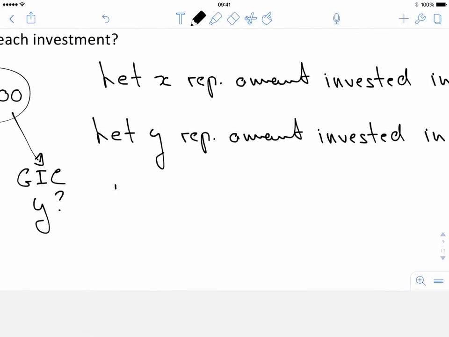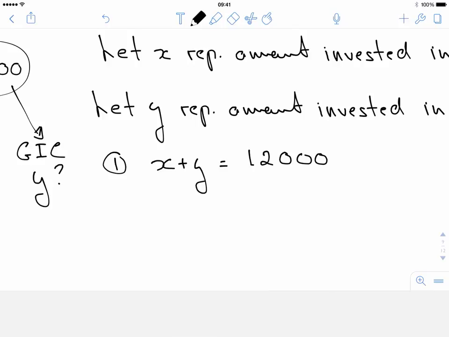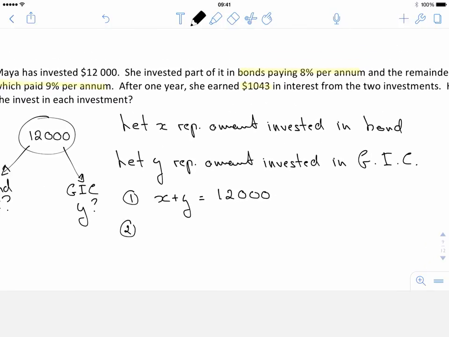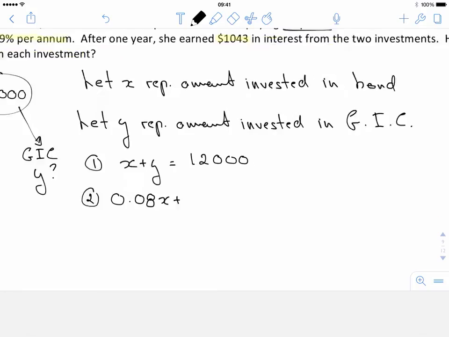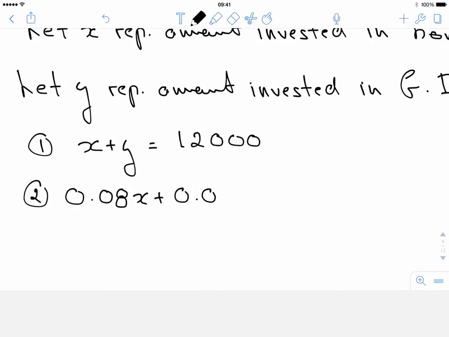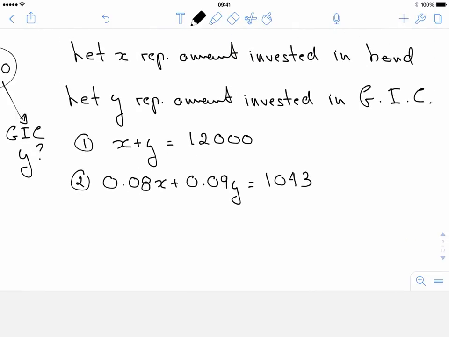So the most basic equation, the easiest of the two, is that I know if I add up these investment amounts, I get $12,000, because that's the sum she started with. Now in terms of the interest, how do I calculate 8% of the x value, let's say? That's the amount of money invested in the bond. Well, I go 0.08 because I convert that percent into decimal form, and then I add to it 9% per annum, which is 0.09, and that's y, and I know that's equal to 1043. So those are my two equations.